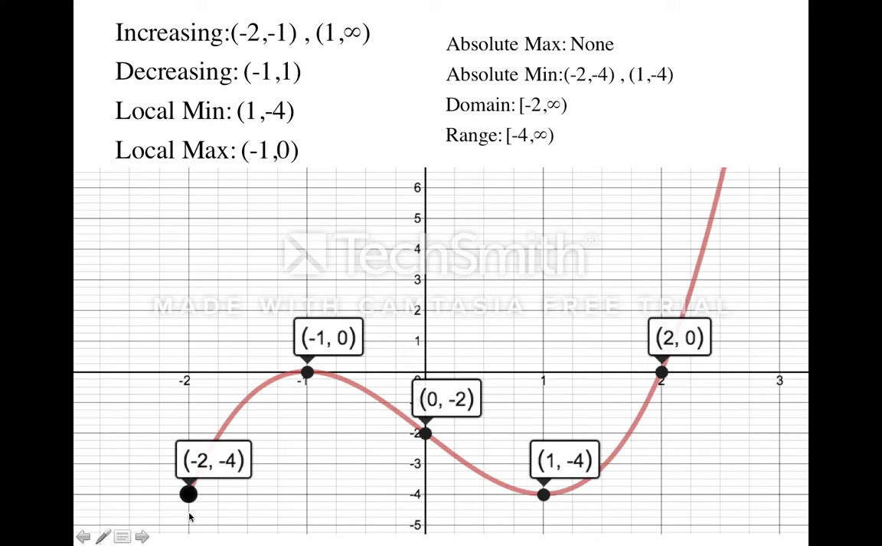There are two absolute minimums. The smallest y value is -4, and it occurs at these two locations, x and y values. The domain, the x values start at -2 and go on forever. The smallest y value is -4, and then the function gets arbitrarily large.